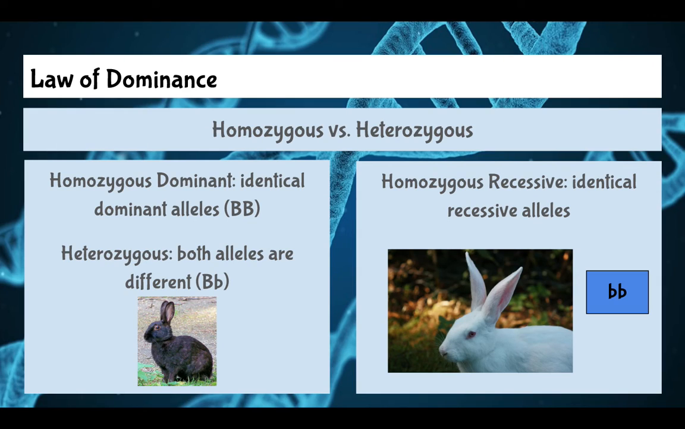A homozygous recessive is always going to show the recessive trait. A heterozygous is going to show the dominant trait. And then the homozygous dominant is just 2 capital letters.